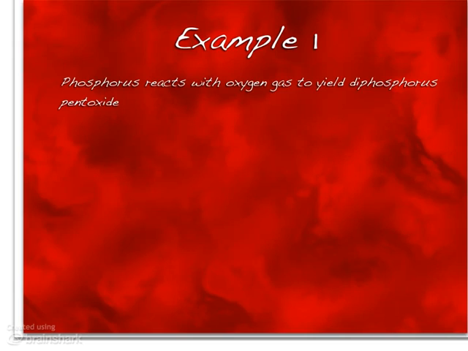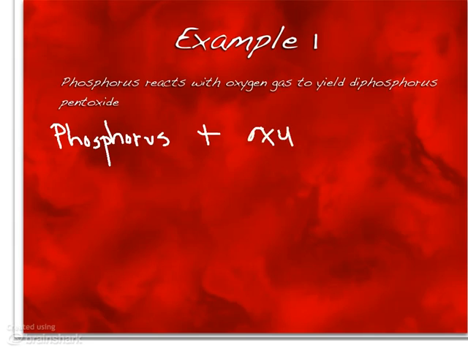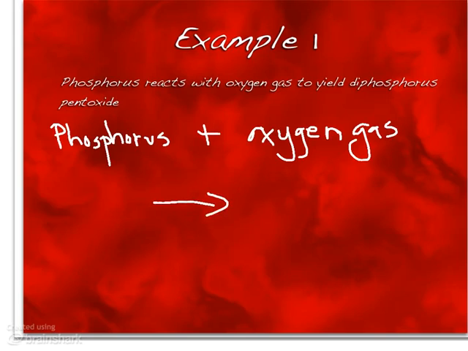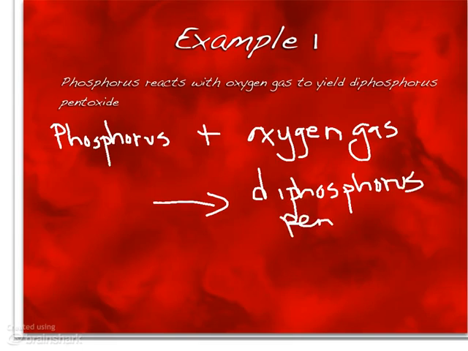So let's take this one first. Probably the first suggestion I would make is to write out a skeletal equation using the description that you've been given. So in this case you have phosphorus and it's reacting with oxygen, meaning plus, and it's oxygen gas. And that yields diphosphorus pentoxide. So let's just take this in steps.